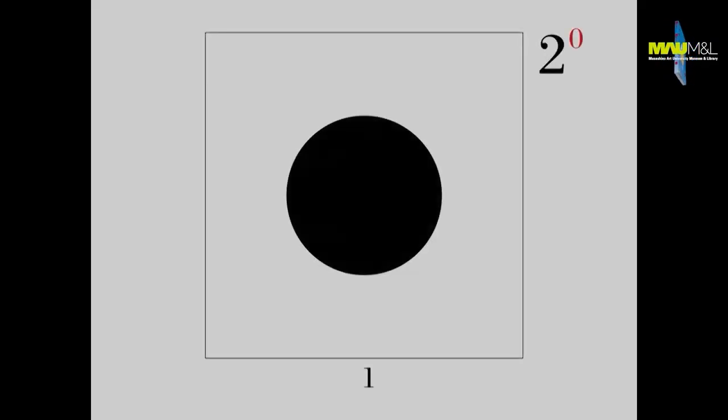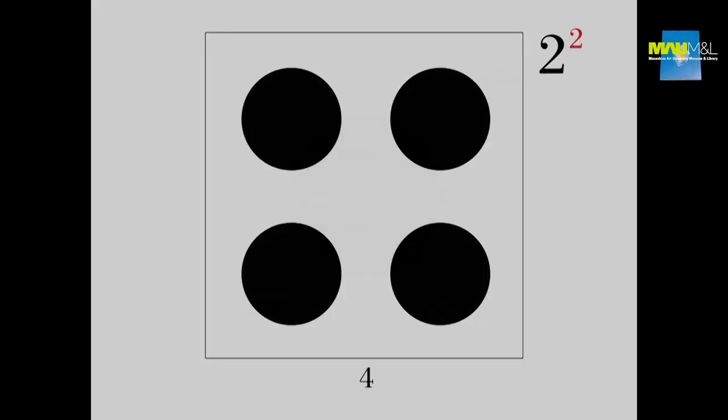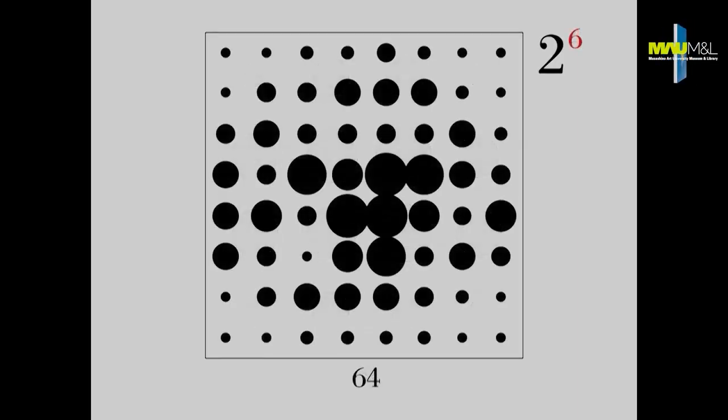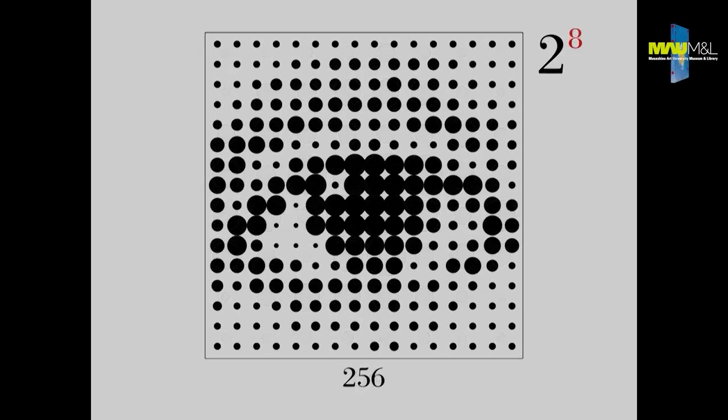The single dot is 2 to the power of 0. 4 dots is 2 squared. 16 dots is 2 to the power of 4. 64 dots is 2 to the power of 6. 256 dots is 2 to the power of 8. At this stage, the details suddenly become clear and the eye is sharply visible.